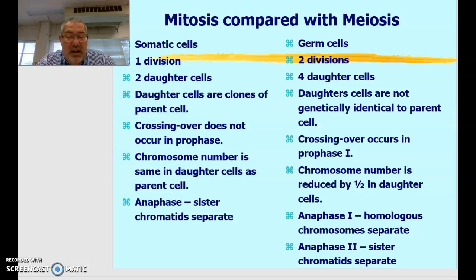Meiosis, you have a germ cell that divides twice to form 4 daughter cells. The daughter cells may be genetically distinct from each other and from the parent. The 2 unique events in meiosis are crossing over in prophase 1 and the separation of homologous chromosomes in anaphase 1. So mitosis and meiosis are very important types of cell reproduction events in eukaryotic cells.